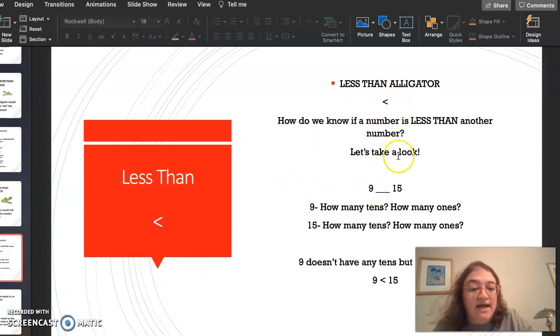So we have 9 and 15. Well, let's take a look at 9. How many tens do we have? Oh, we don't have any tens. How many ones? We have 9 ones. What about 15? We have 1 ten and 5 ones. Which number is less than or smaller? Is 9 bigger than 15 or smaller than 15? Well, it doesn't have any tens, but 15 does, so 9 is less than 15.